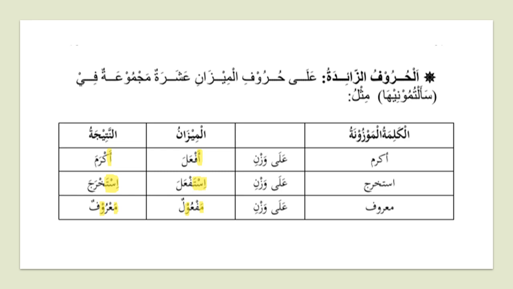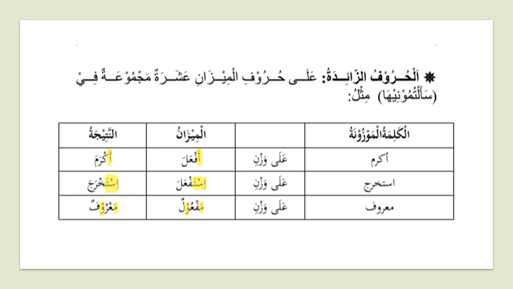These are in the old dictionaries. However, in the more modern dictionaries, it's made a bit easier. We don't need to search exactly the root letters. But if you were to use an old dictionary, you search the root letters and then you go through the meanings until you find the word. So the next one, istakhraja.